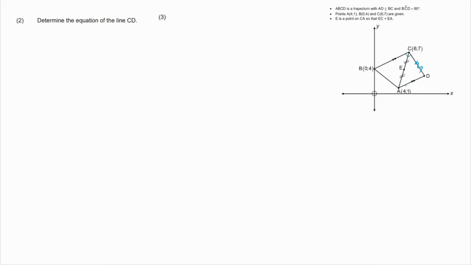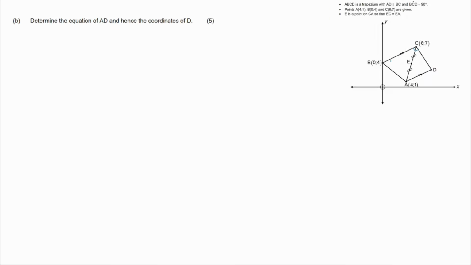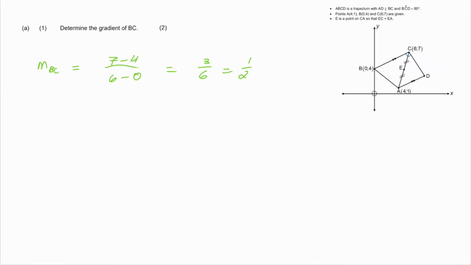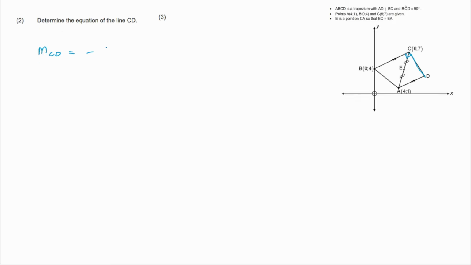So they want the equation of this line. To determine the equation of a line, you need a gradient and a point. Okay. So we need the gradient of CD. But very important, these lines are perpendicular. So we can immediately say that the gradient of CD is going to be the negative inverse of BC. So negative, and then 1 over 2 flipped is 2 over 1. So the gradient of CD is negative 2.